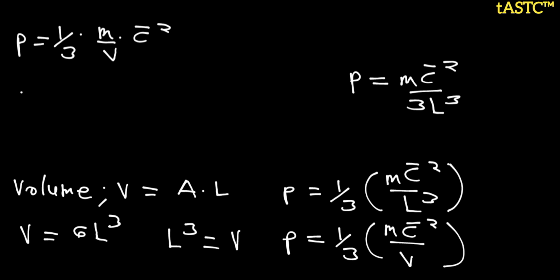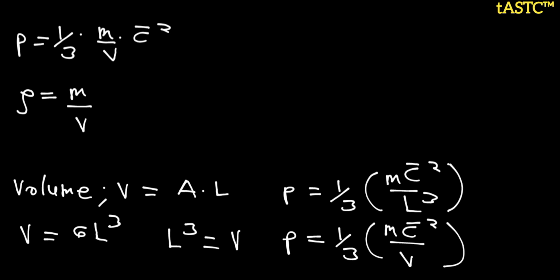Now we already know that the density of a material is the mass of the material divided by the volume. So in this case, we're going to take M over V and replace it with rho, which is the symbol for density. That means we have P, the pressure, equal to 1/3 multiplied by rho, multiplied by C bar squared. This is exactly what we were asked to find. We were asked to derive this.